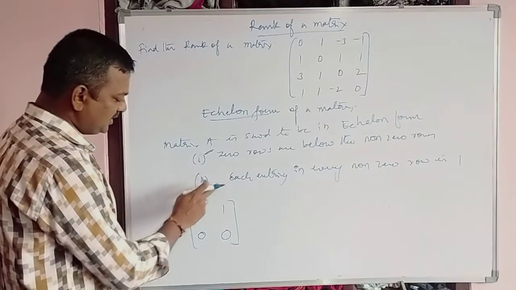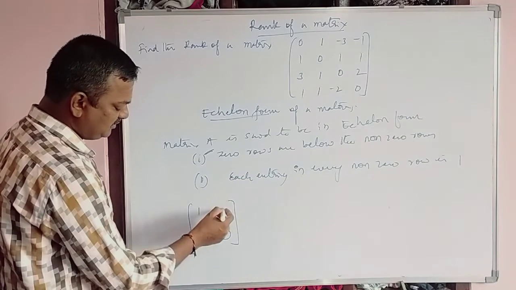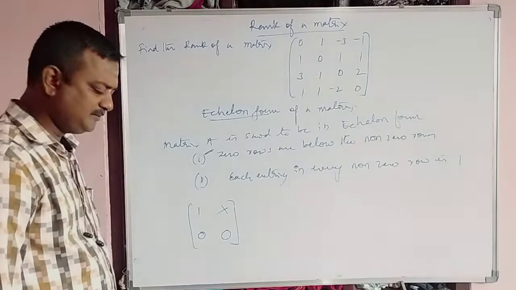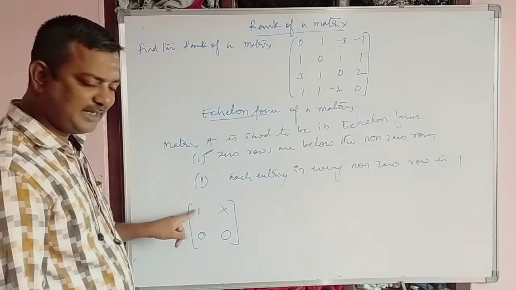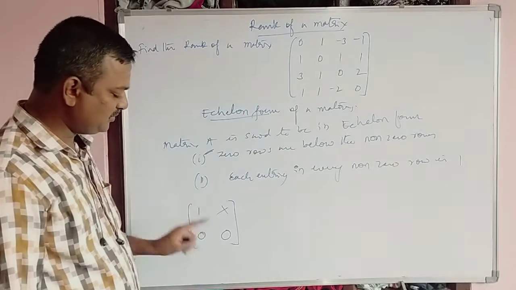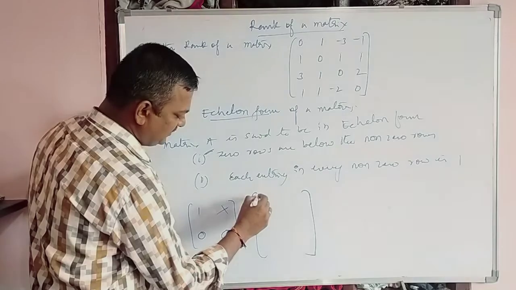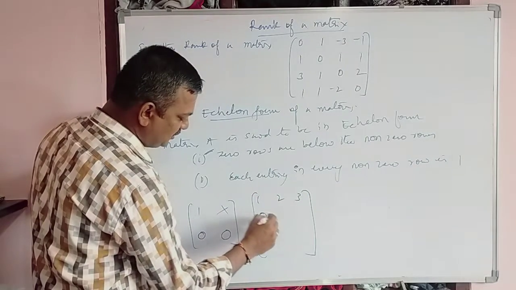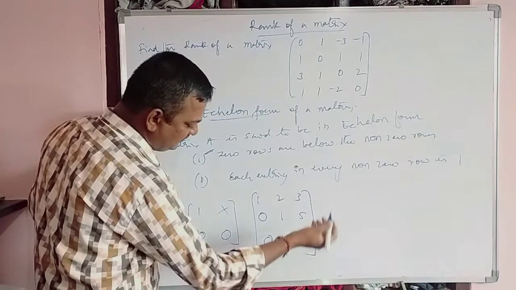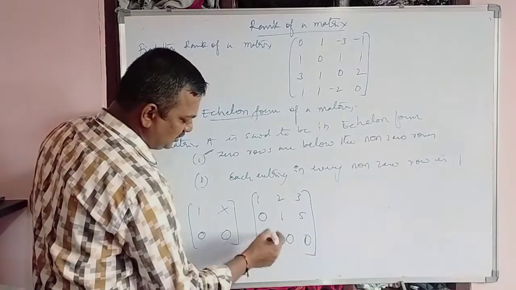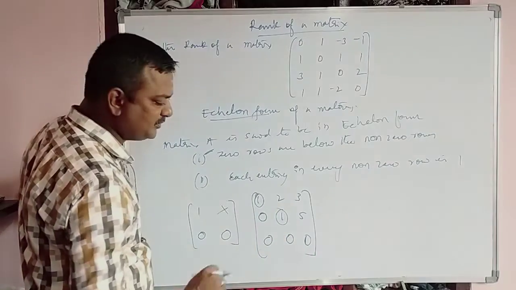Okay. Now the second condition is the leading entry. The first entry should be what? 1. This may be anything, I am writing anything x. The first row, first column element should be 1, or the leading entry. Not necessarily this one, the leading entry should be 1. So in case of 3 cross 3, I am writing 1, 2, 3, 0, some 1, 5, 0, 0. It may take 1 or you can take 0. So zero rows are below the non-zero rows. The leading entry should be what? 1.